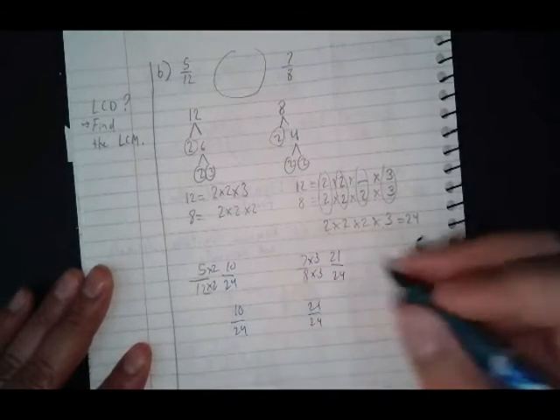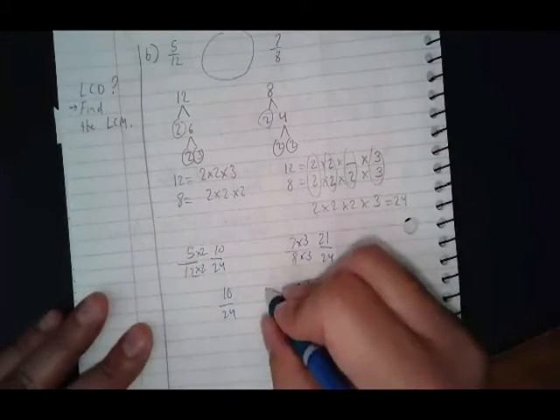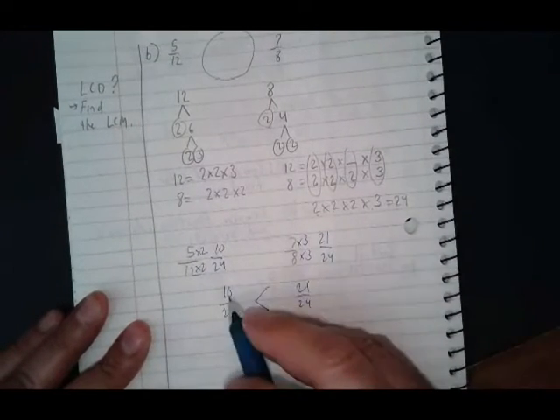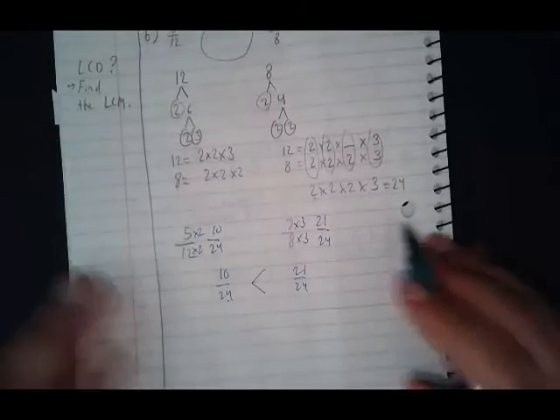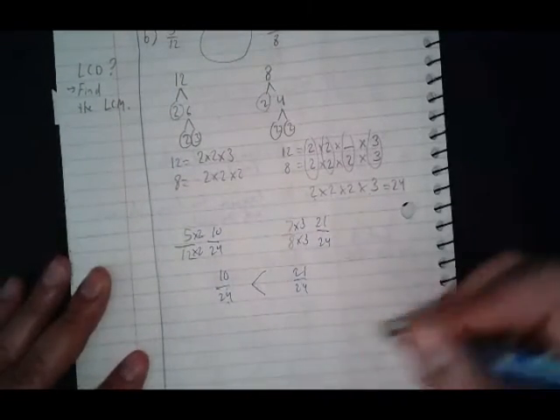Now, since we're comparing them, we don't have to simplify it. Once we find the answer, we just leave it as it is. 10 out of 24, or 10/24, is less than 21 out of 24, or 21/24. And there we go. Okay, that's the answer for letter B.